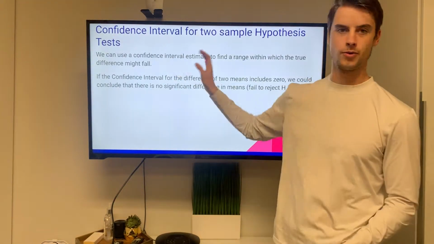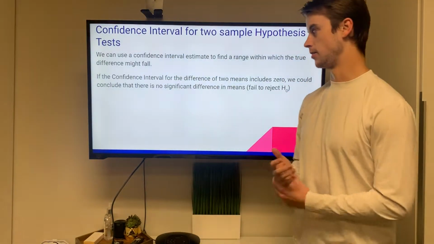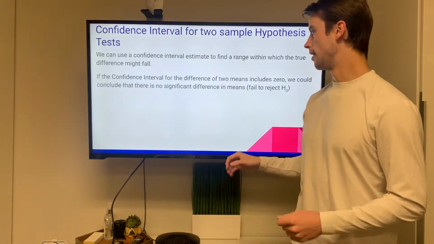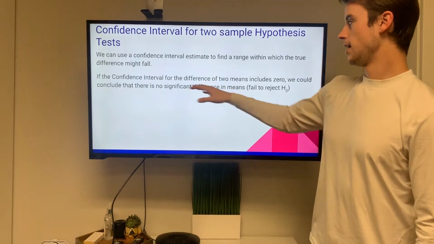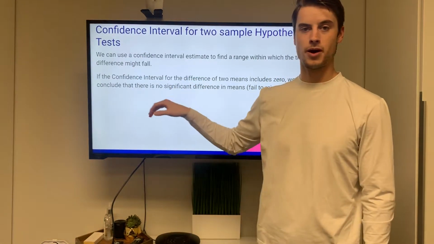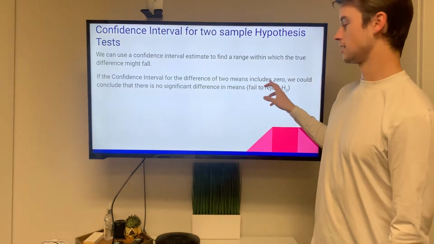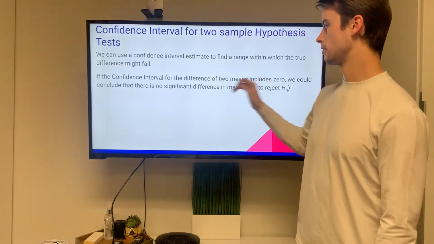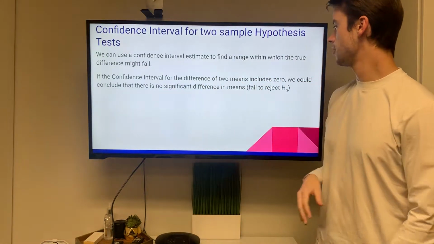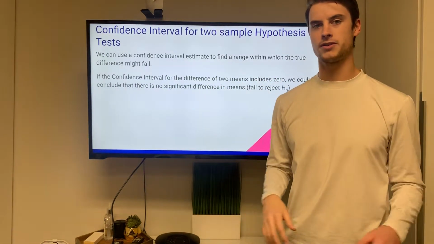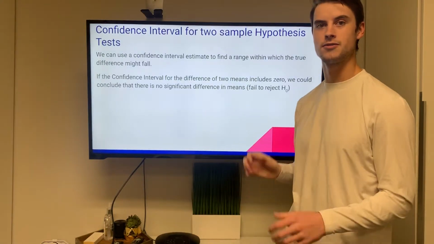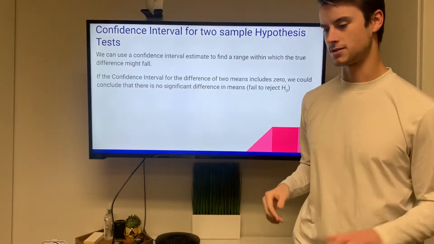Again, we already know what a confidence interval is, I hope, and we all know how to calculate it, right? And the way we test these 2 sample hypothesis tests is if the confidence interval for the difference of the 2 means includes 0, we can conclude that there's no significant difference, which means we failed to reject the null hypothesis, right? So anytime that interval contains 0, we can't reject the null hypothesis, all right?